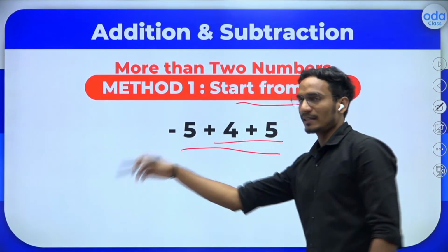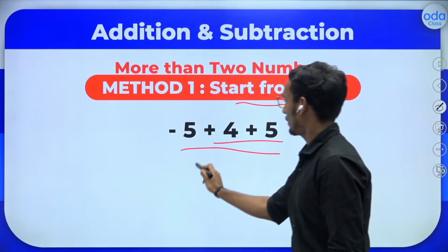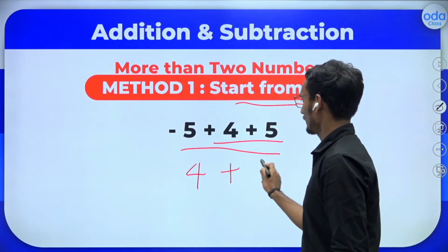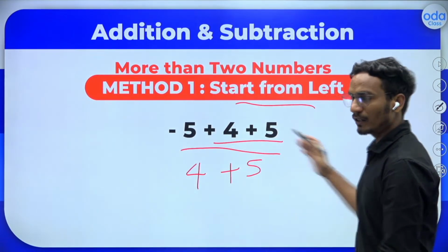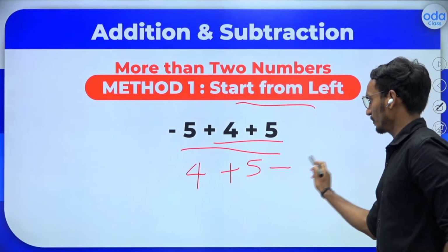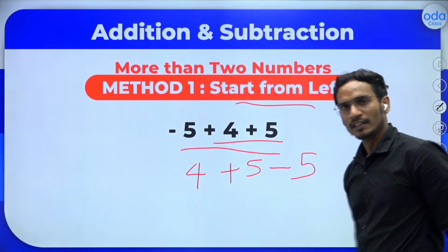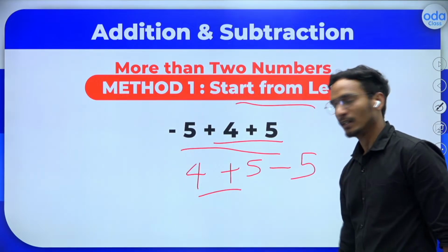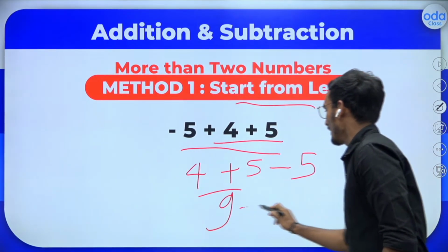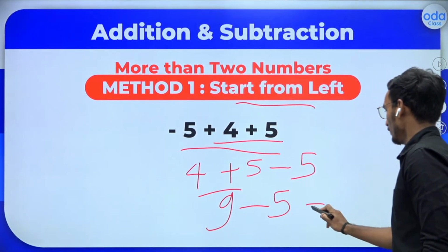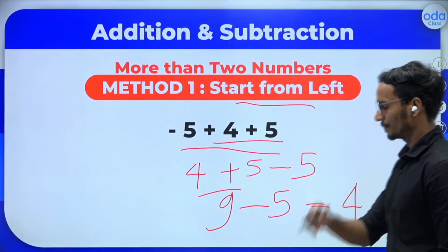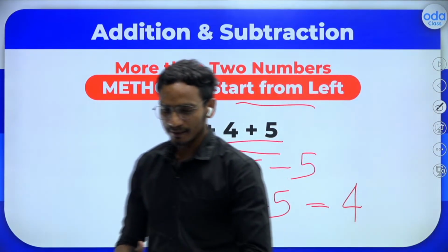सारे additions को एक साथ लिख दो, ठीक है? +4 + 5. और जो negatives है उनको right hand side में shift करो. ठीक है? तो ये क्या हुआ? 4 + 5 9. 9 - 5 that is equal to 4. I hope this is clear to everyone.